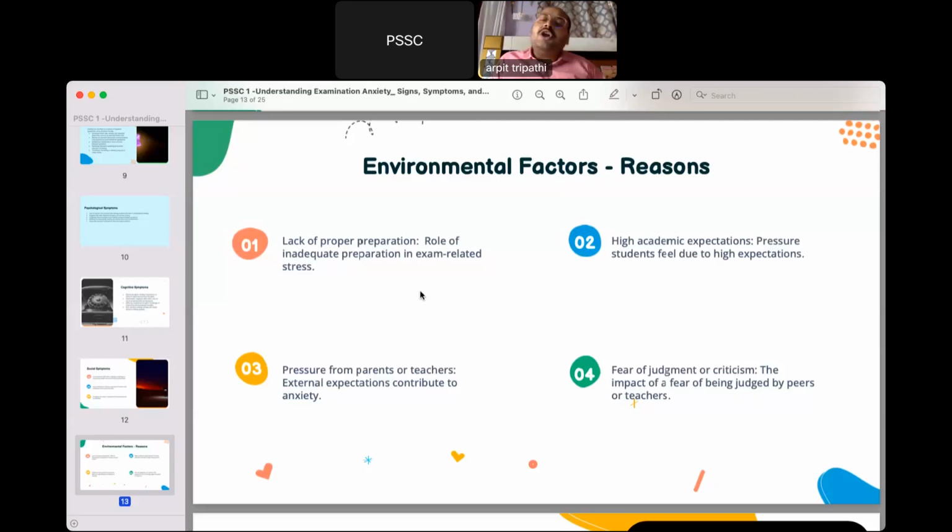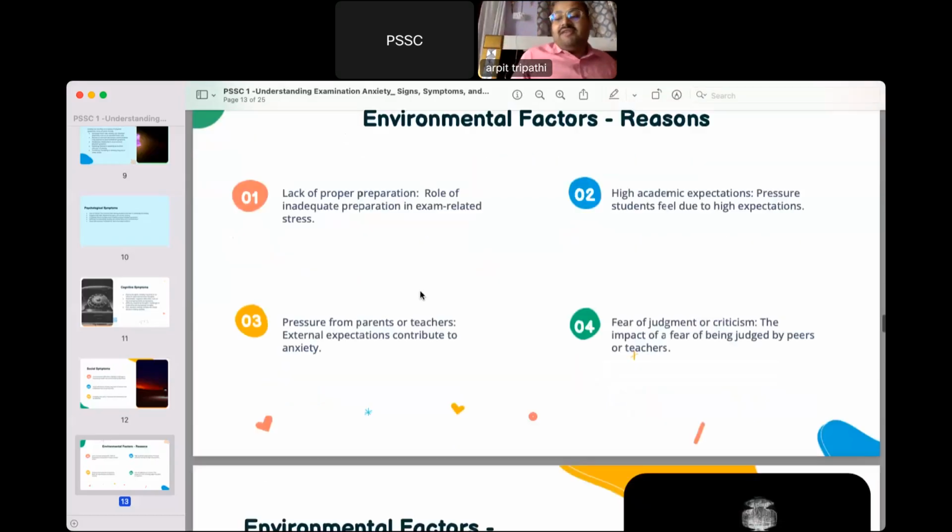Fear of judgment or criticism, the impact of fear of being judged by peers or teachers, what my teachers will think about me. If a child is very concerned about their image, what my teacher will think about me, what my parents will say, what my peers will say, what my relatives will say, immediately connect. The child is getting affected by environmental factors and is somewhere facing anxiety. So it is very important to understand.